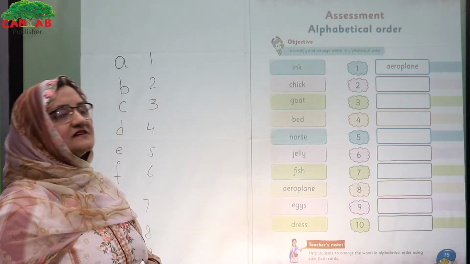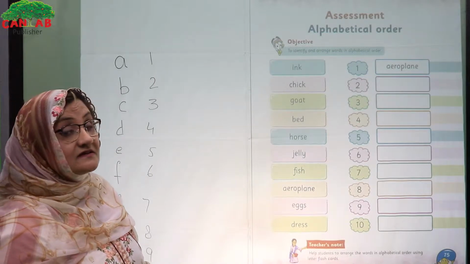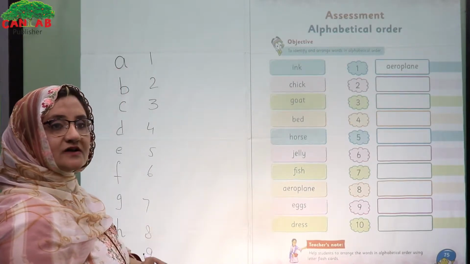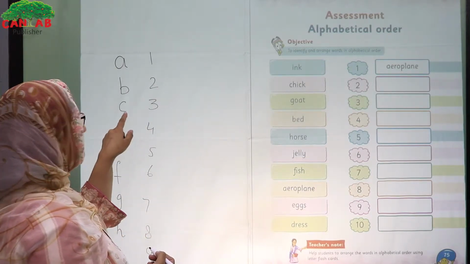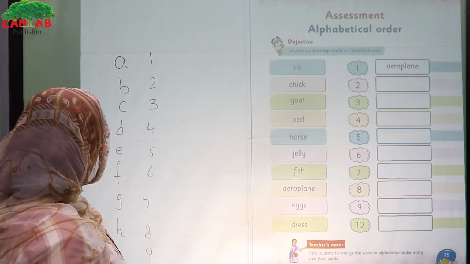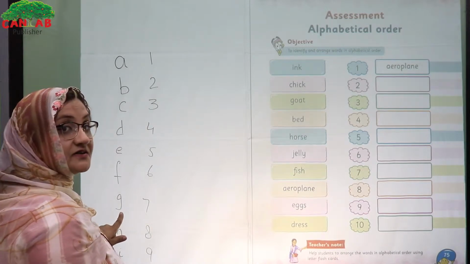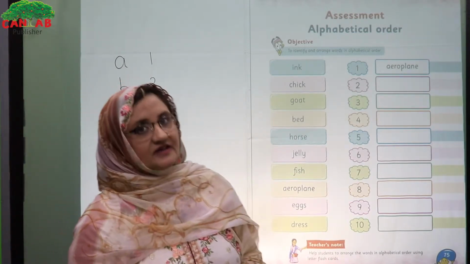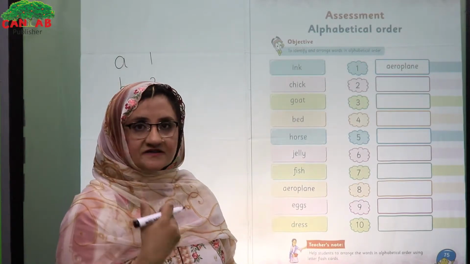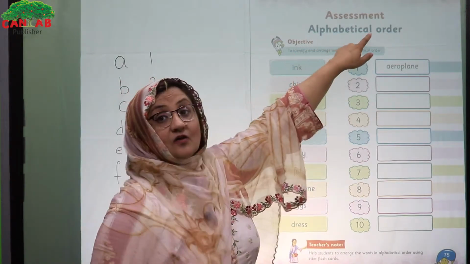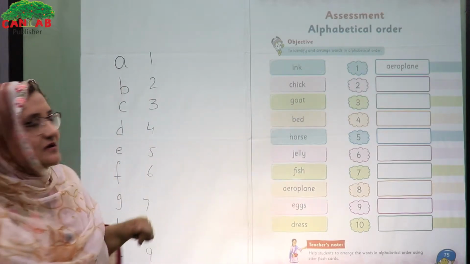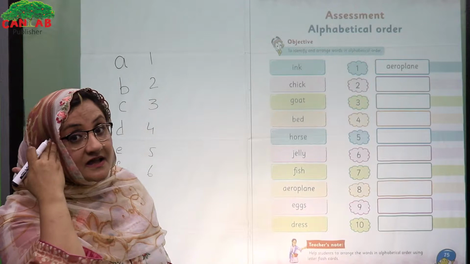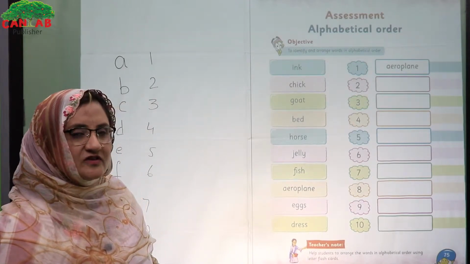Student, what is the first letter of the alphabet? This is A. What about the third one? This is letter C. What about the seventh one? This is letter G. Good. Thumbs up. When we have to arrange words according to alphabetical order, we have to keep this sequence in our mind. Are you ready to play a game with me?